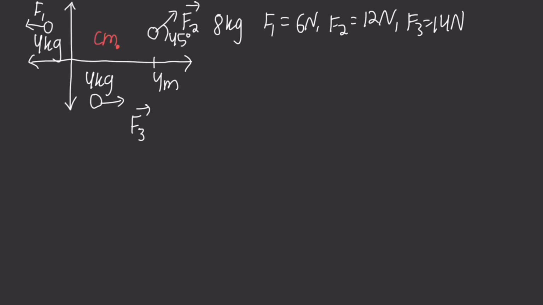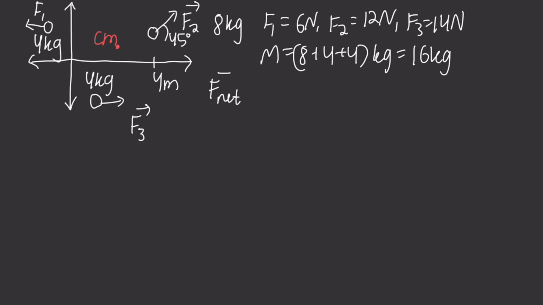And the mass, we can treat the center of mass as if it were a real particle with a mass equal to the system's total mass, which is m equals 8 plus 4 plus 4 kilograms, which is just 16 kilograms. So that is our system's total mass. And we can now apply Newton's second law to the center of mass. So we know from a previous video that F net equals the total mass times the acceleration of the center of mass.